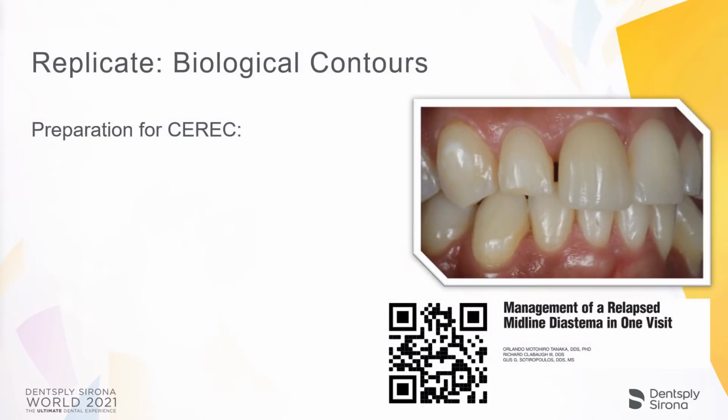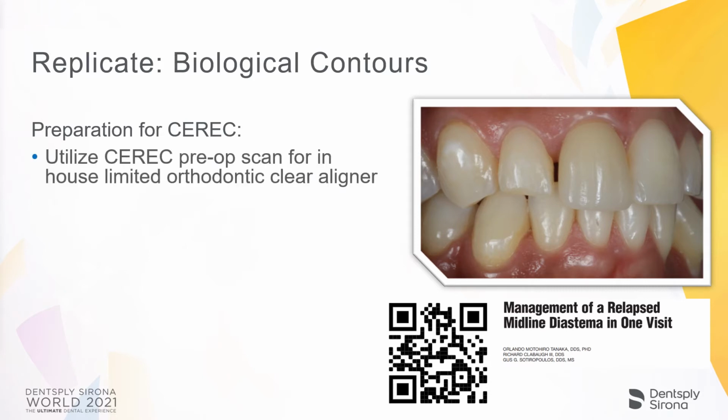Okay, so we've gone through our 3 C's, and now we're onto the replication step. So we have to replicate the biological contours. I'm sorry, but when there are diastemas and there's certain things that are asymmetrical, there's no way for us to replicate that asymmetry using CEREC, no matter how good we are at playing with line angles.